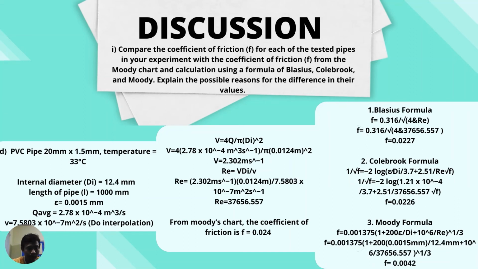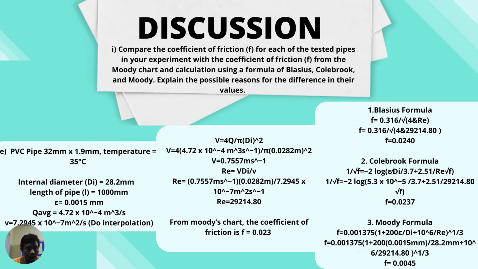Next, for PVC pipe 20 mm times 1.5 mm, when we use the Versus formula, we get F equal to 0.0227. With the Colebrook formula, we get 0.0226. With the Moody formula, we get 0.0042. From the Moody chart, the coefficient of friction F is 0.024.